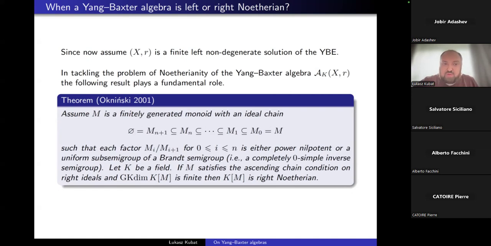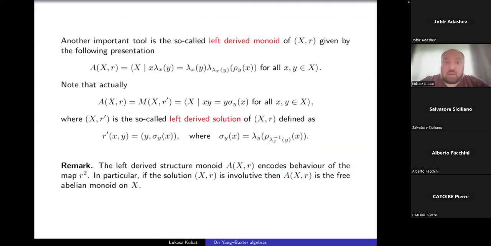And basing on this theorem, we are able to obtain such characterization, not the full characterization, but at least in some natural cases. But to deal with one-sided Noetherianity of Yang-Baxter algebras, because the corresponding algebra, or the monoid corresponding to this algebra, is too complicated, we need to do some intermediate step.